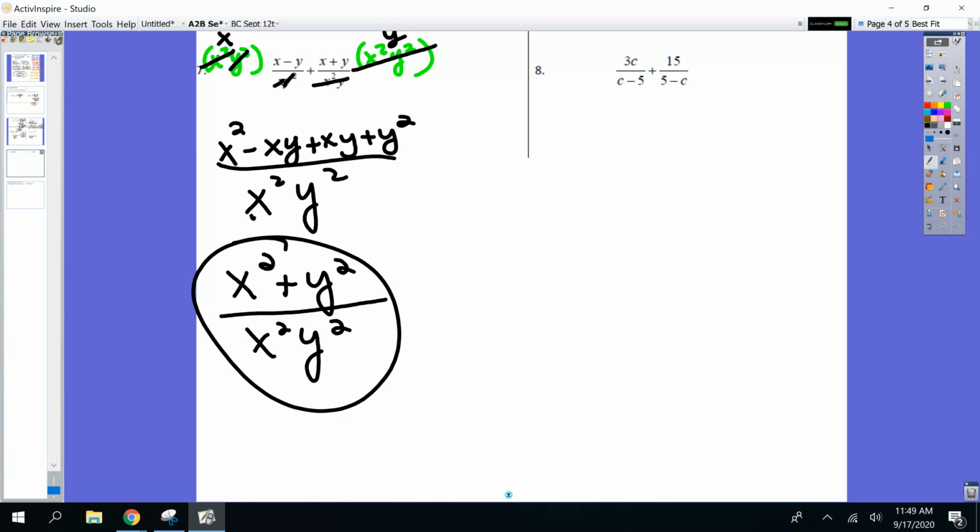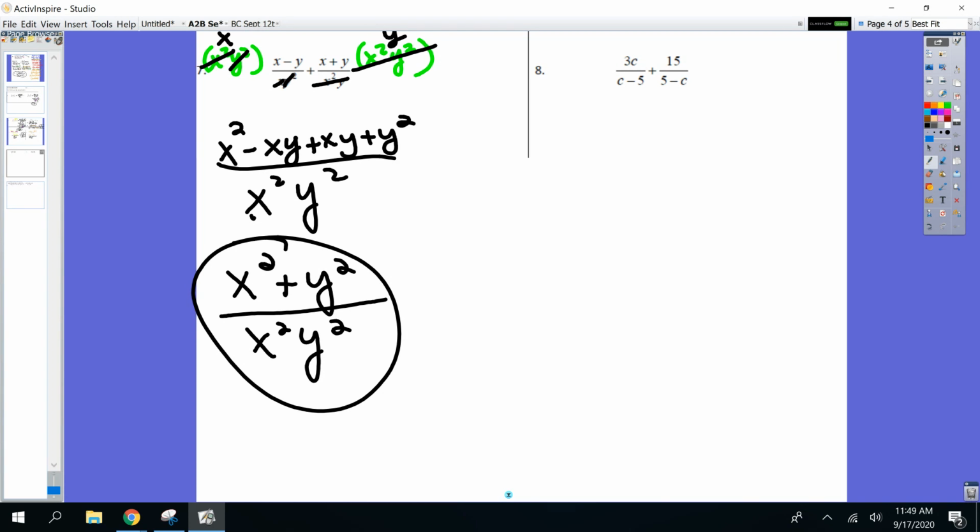Are you kidding me? C minus 5, 5 minus c. First of all, are they the same denominators? No. Okay, but look at them. For the last week and a half, we've been calling those two opposites. Everyone agree? And when I divided two opposites, what was always left over?